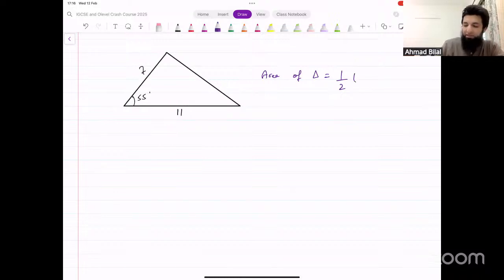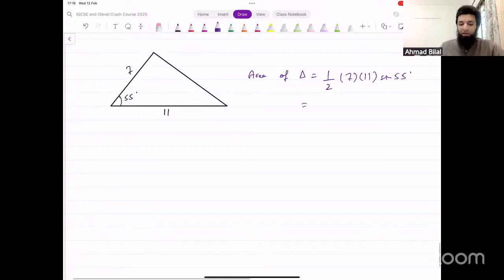So you can say 7 times 11 times the sine of the angle between them. Do we have that angle? Yes, we know that this angle is 55. So we can use that angle. We can say it becomes sine of 55 degrees.